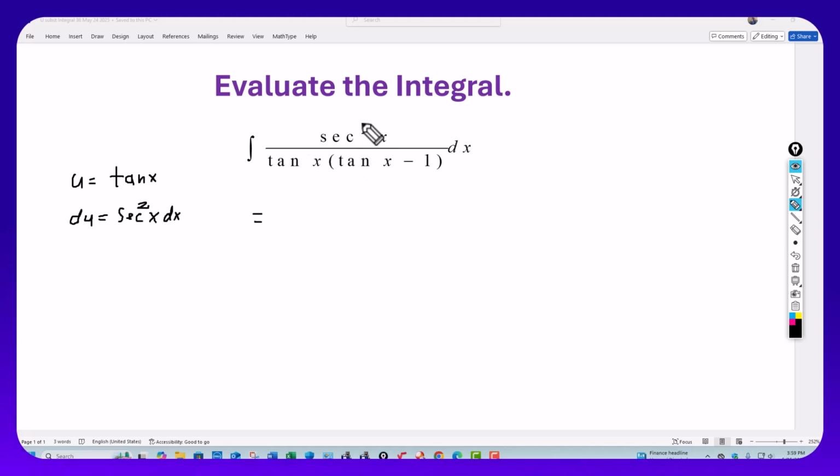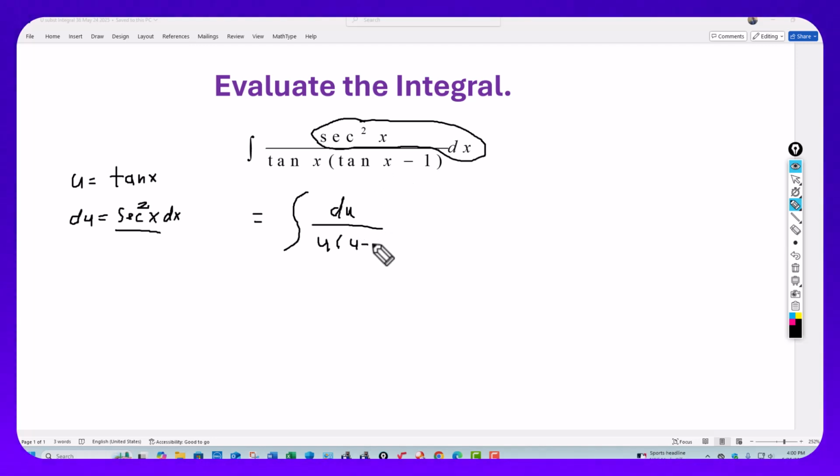So now we'll put this integral together in terms of the variable u. Notice that secant squared of x dx over here, that's going to be your du. And any place we have a tangent, we're going to replace it by u. So we'll have a u here, a u here. Tangent of x is u, and tangent of x minus 1 will be u minus 1. So we have an integrand that is a rational expression, 1 over u multiplied by u minus 1.